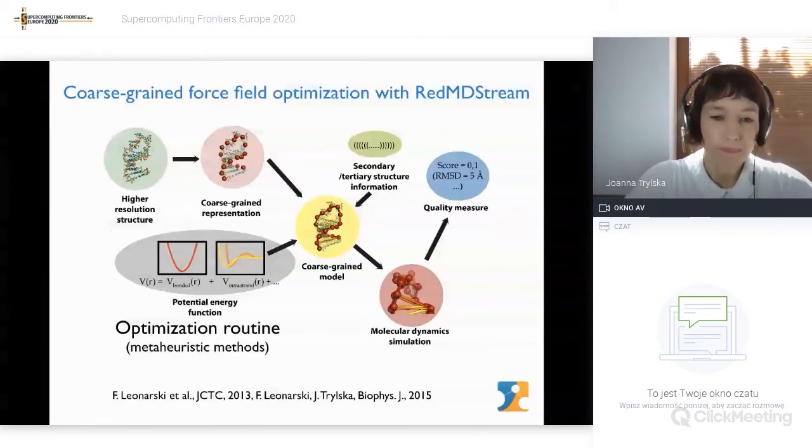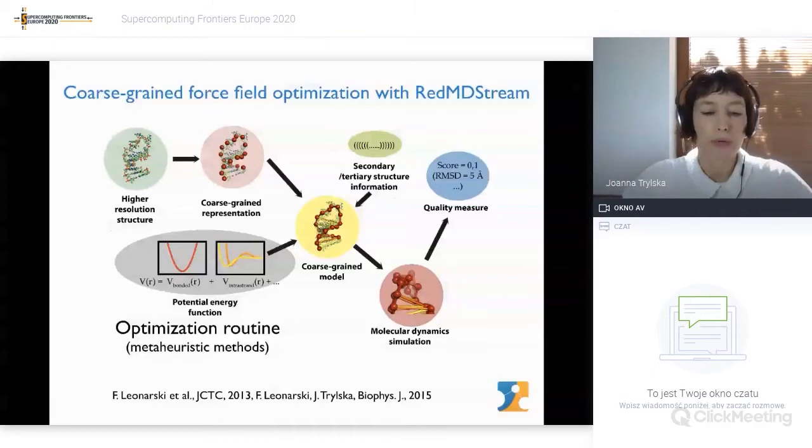So a couple of years ago, we developed a tool that should aid in automatic parameterization of force fields. I will not speak about this tool, but just to mention, it is downloadable from our website. This optimization is made more automatic by using heuristic methods such as evolutionary algorithm or particle swarm techniques. So if you'd like to test it for your coarse grain representation, you are welcome to do so.